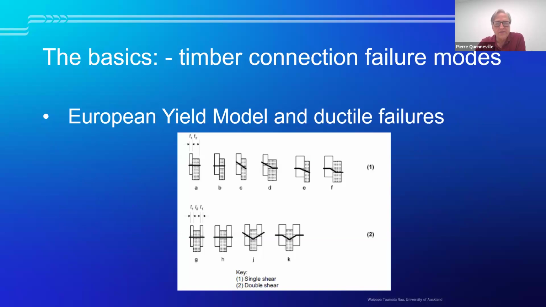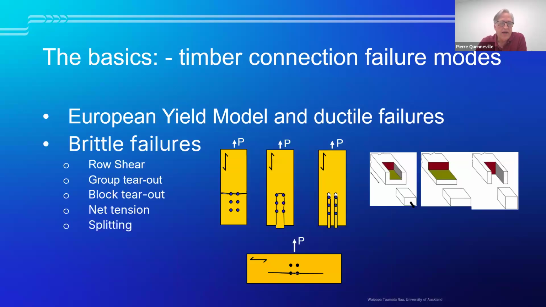When we look at the basics of connection failure modes, we have the ductile failures, and these are covered very well with the European model, which is in the new 1720.1 design standard. We also have the brittle failures: the net tension, which we always had, the groove tear out, the row shear, the splitting, and to the right, the block tear out for partially penetrating fasteners in our wood members.